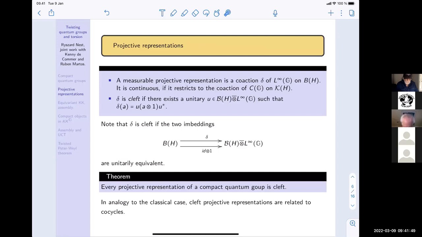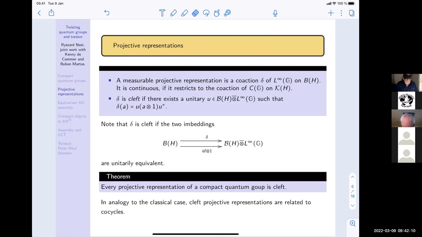RYSZARD, can I ask you? So how would this relate to cleftness of these principal bundles? It's the same notion, another language. Yeah, that's where this notion comes from, actually. That's where the terminology comes from. As far as I'm concerned, this means implementable here. Okay.